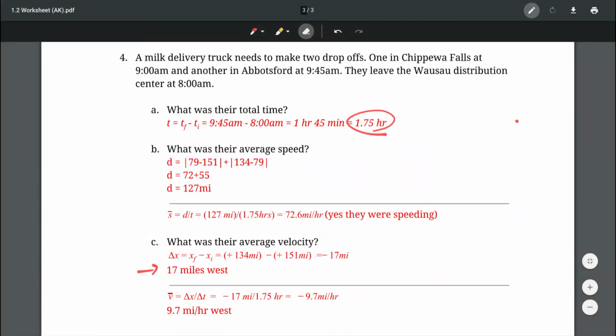Again, these directions and these negative signs are linked. They communicate the exact same information.